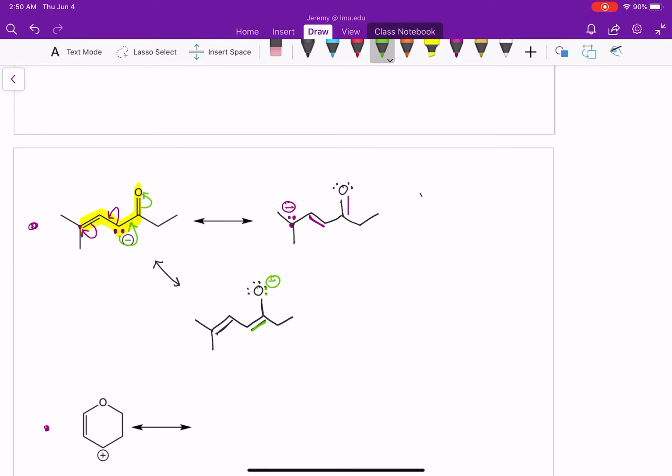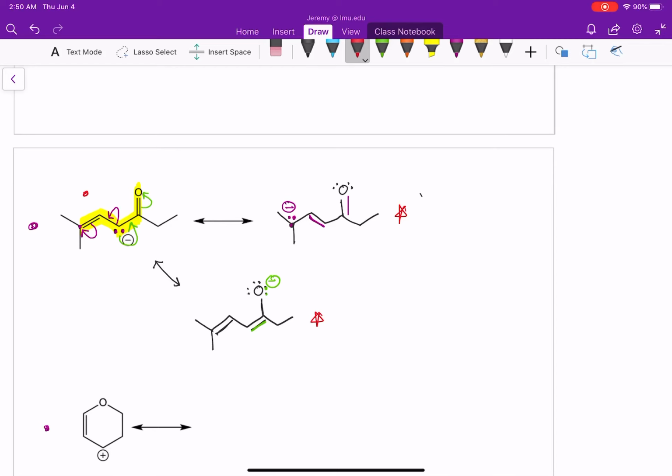Okay, so we now have a total of 3 resonance structures, right? The one we started with, and then we've drawn 2 other resonance structures here, all right? So this anion has 3 possible resonance structures. A question for you, what would be the major contributor? What atom would tend to have the most electron density, the most partial negative charge around it, right?